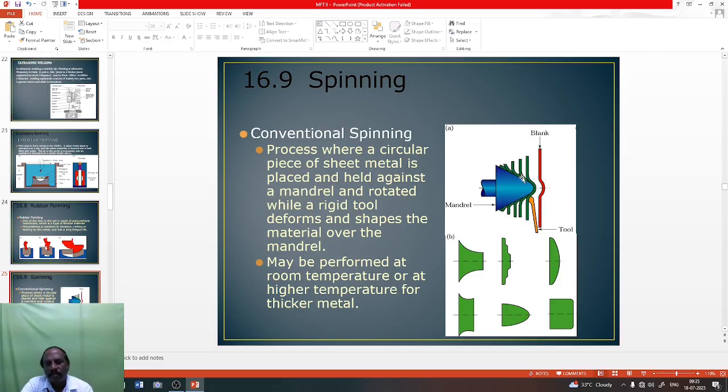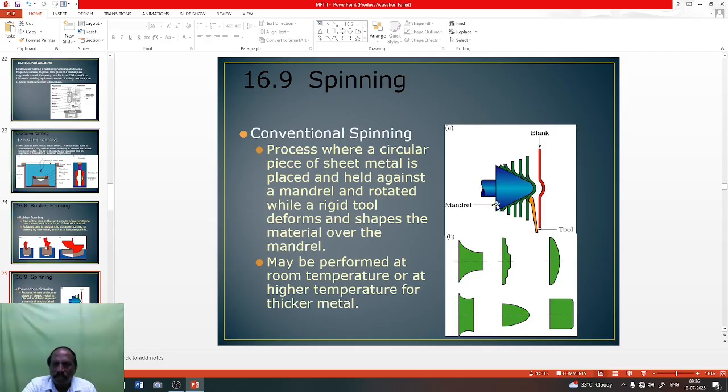Okay, you can get the shape very accurately to the concerned shapes. So this is a round shape or vessel shapes or dome shapes. Any shapes we can get using this spinning process.